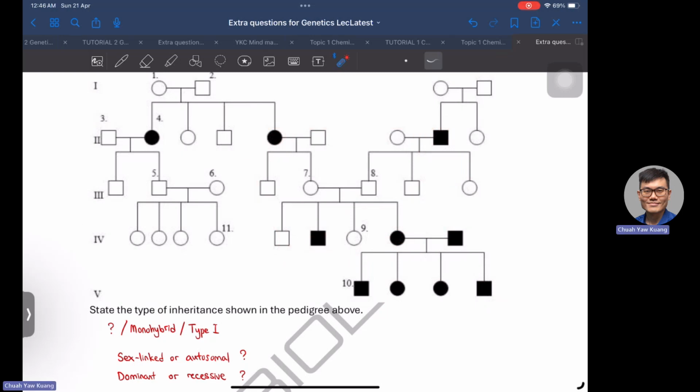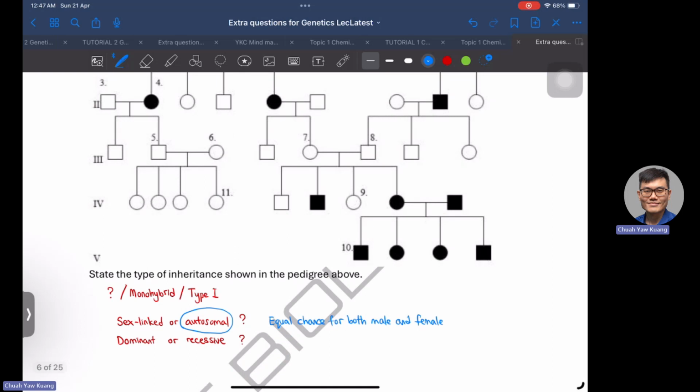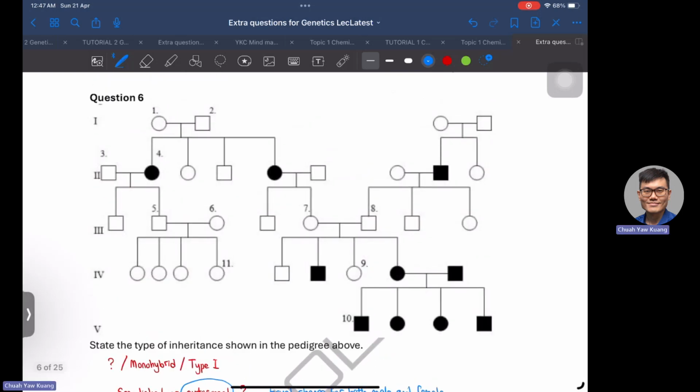So if they have an equal chance for both male and female, then we can confirm that this inheritance should be autosomal. Next, is it dominant or recessive? For dominant or recessive, we need to see whether it skipped the generation or not.